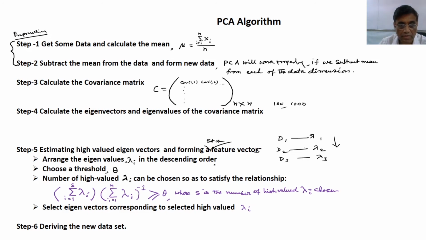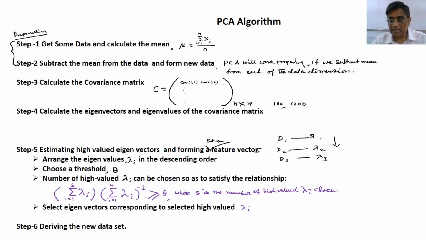Now select a threshold value. We will come to why we need a threshold afterwards, when we solve a practical problem of, say, image recognition using PCA. It's a very interesting one. So we will give a threshold, and the number of high valued lambdas can be chosen so as to satisfy this relation, where S is the number of high valued eigenvalues chosen and this is the total number of eigenvalues.